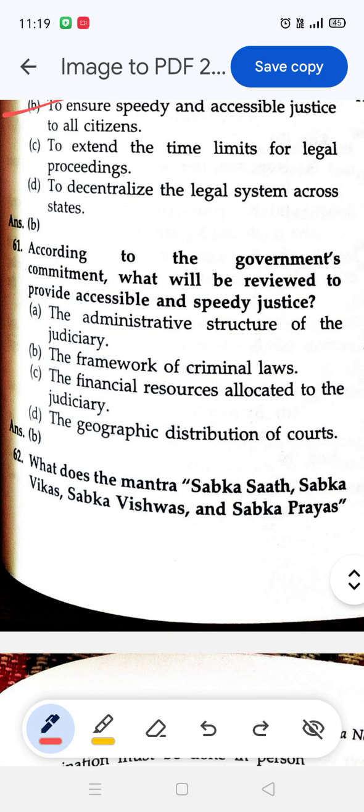Question number 61. According to the government's commitment, what will be reviewed to provide accessible and speedy justice? So option B is correct. The framework of criminal laws.